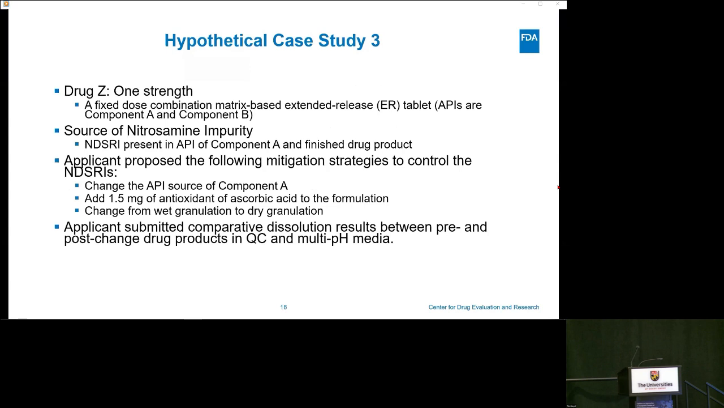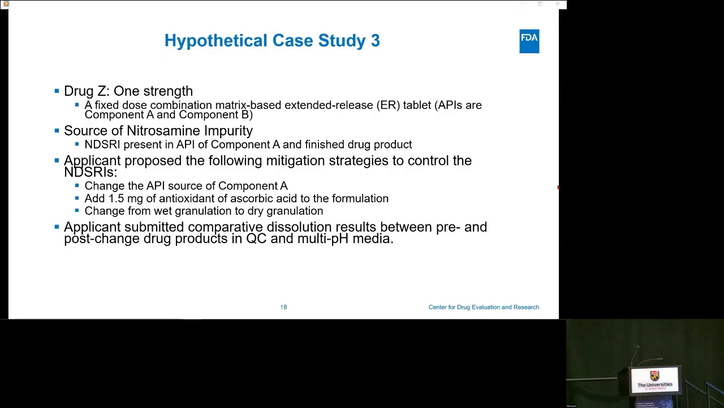Case 3 is a fixed-dose combination matrix-based extended-release tablet. APIs are component A and component B. The applicant reported that NDSRI was identified in the API of component A and also the finished drug product.